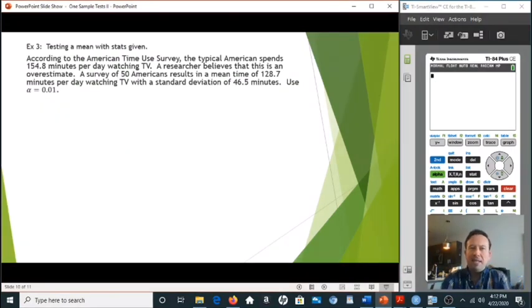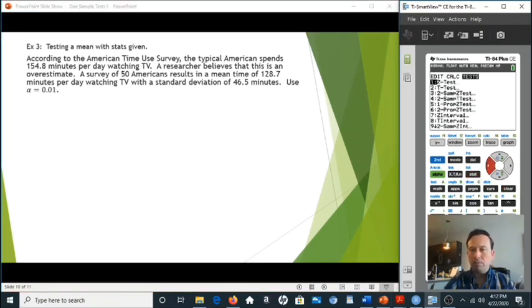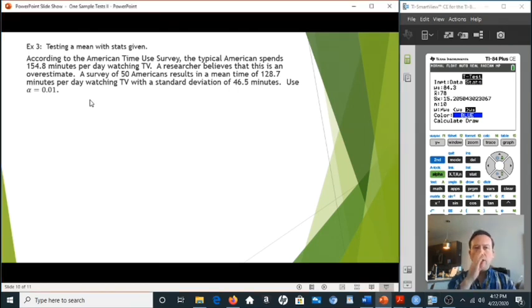Example 3, testing a mean with stats given. This time we're going to be using program 2 again, but this time we're going to be using the other method of inputting data. In the last example, we used inputting data through a list to run the program. This time we're going to input the statistics that are already known from your data set. So let's take a look at the problem here.